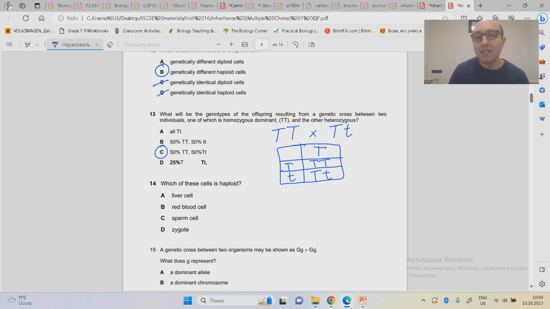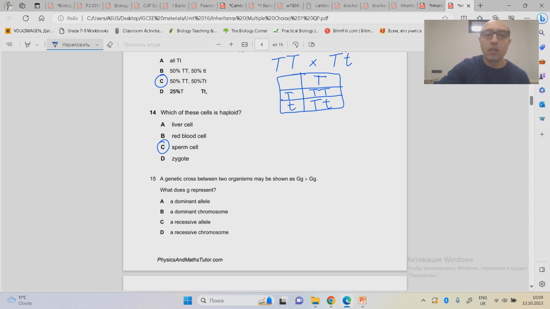Which of these cells is haploid? So we know that gametes are haploid. So it's C, sperm cell. The genetic cross between two organisms may be shown as capital G, small g. What does small g represent? You know that, as we said, small letter is a recessive allele, guys. So you can't use recessive chromosome. Don't forget, because chromosome is not recessive. Recessive and dominant, actually, they belong to, as I said, alleles.